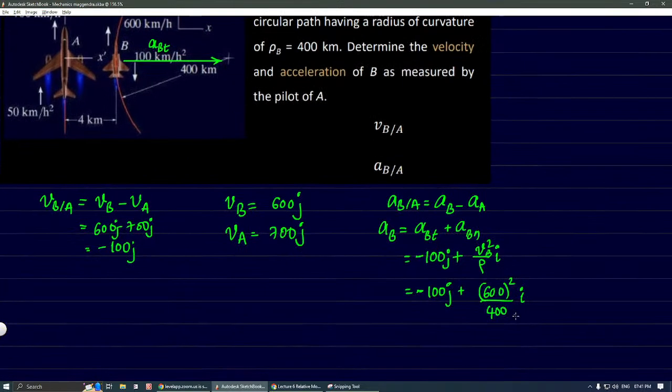So simplify this, what do we get? i value, let's write it first. Two zeros will cancel, it will be 3600 by 400, right? 900. So 900 i minus 100 j, correct? This is acceleration of B.